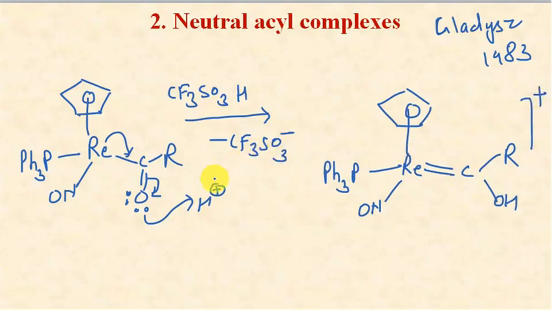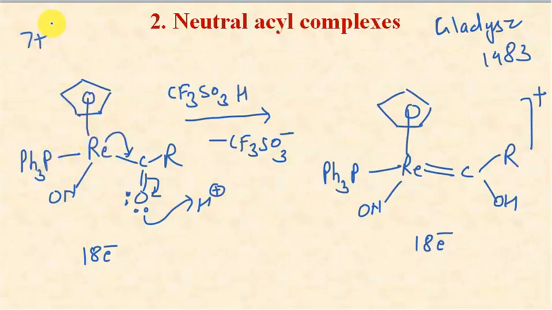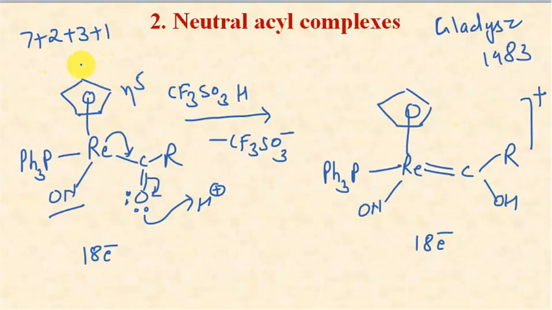As far as the electron count is concerned, both these species, the starting reactant as well as the final product, have an 18 electron count. How is this possible? We know that rhenium has 7 electrons in its valence shell, triphenylphosphine will contribute 2 electrons, linear nitrosyl will contribute 3 electrons, and this acyl substituent will contribute 1 electron, and 5 electrons are coming from this eta 5 cyclopentadienyl species. In all we have 7 plus 2 is 9, 12, 13 and 5, 18 electrons.